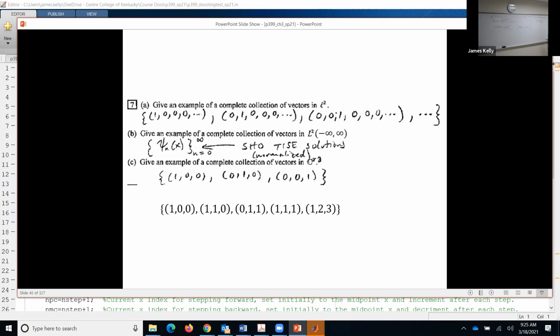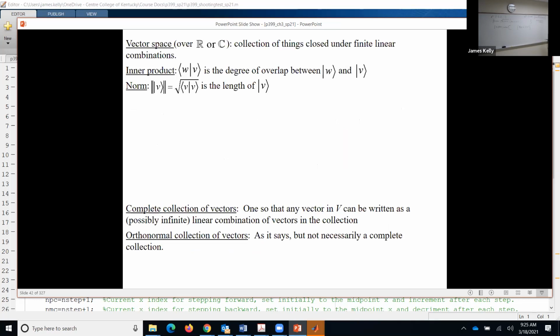Okay, and then in C3, we already talked about lots of examples. Certainly the entire vector space itself is always a complete collection of vectors within the vector space, but not a very interesting one. That's a complete collection of vectors. It means we have enough to write any vector as a linear combination of the vectors in the collection. An orthonormal collection of vectors has to be a collection of vectors that are all normalized and all mutually orthogonal, right? So each one's inner product with itself is 1, and its inner product with the other ones is 0.